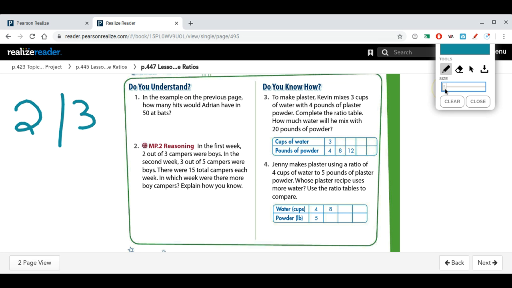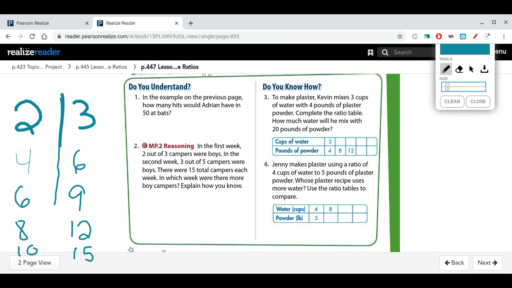And when I keep doing this, so 2 to 3, if I have 4, I'm going to have 6. If I have 6, I'm going to have 9. If I have 8, I'm going to have 12. If I have 10, I'm going to have 15. Okay. So I'm going to stop there because there were 15 total campers.